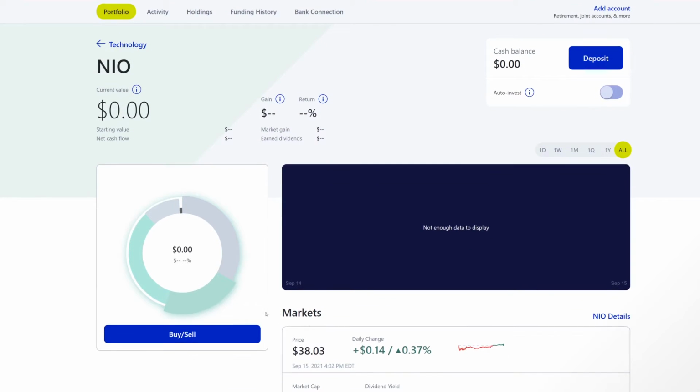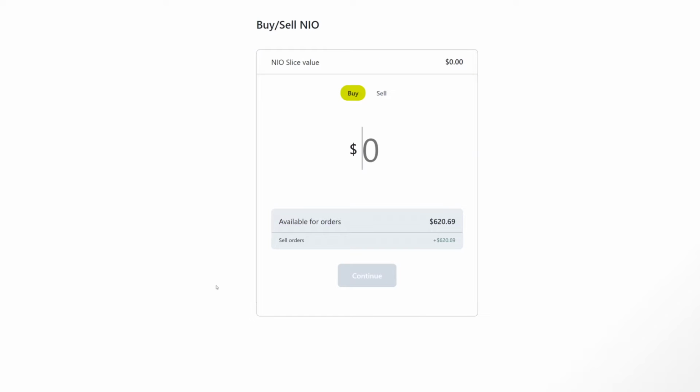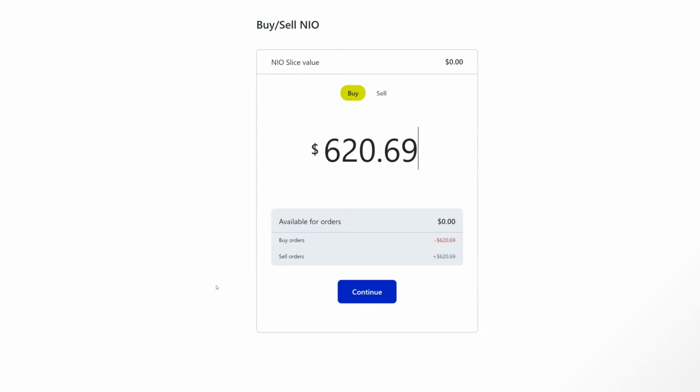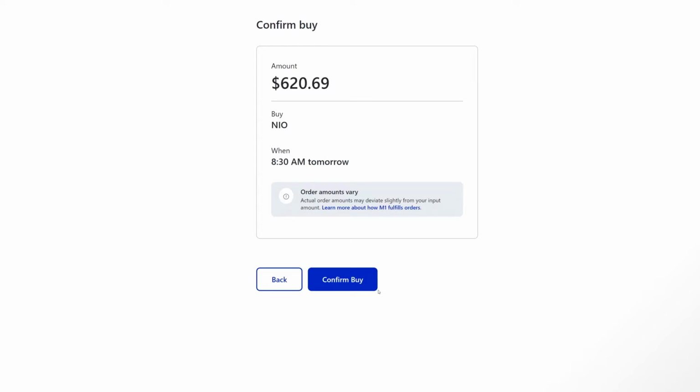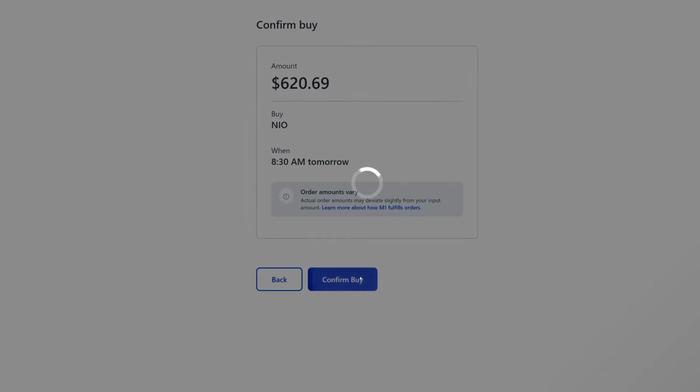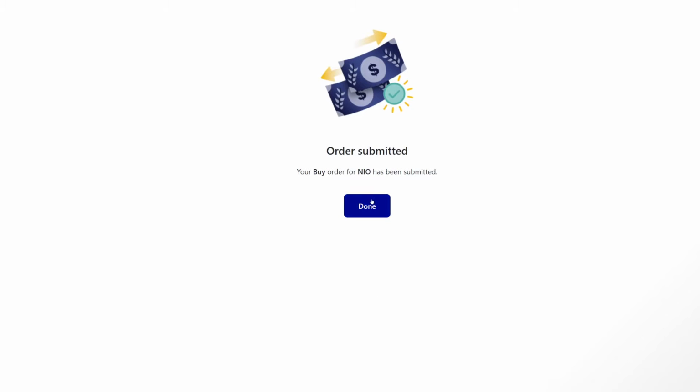So at this point, you're going to click on it, you're going to buy, and you have to buy the exact same that we sold. So we did 620.69. So remember, you could do like 650. Remember that ours, the actual value was like 631 something. You could try to do a little higher, but I don't think the execution, well, it won't execute most likely. So you have to do a little bit less. So you click continue. At this point, click confirm buy and click done.